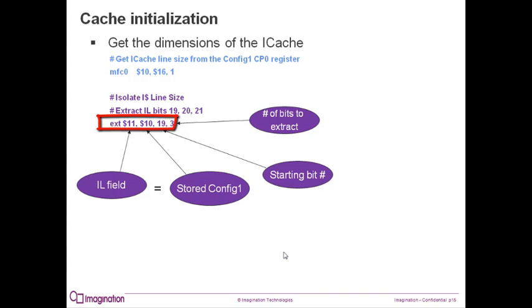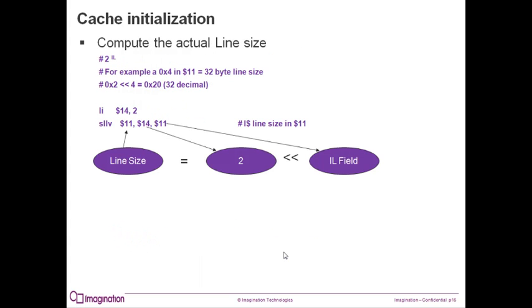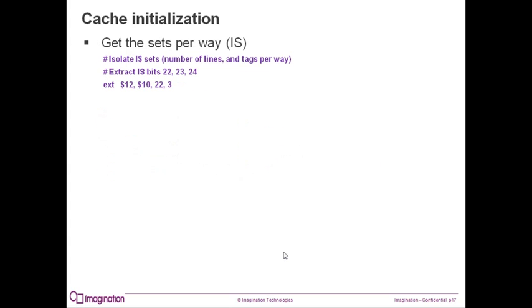The extract instruction is used to extract the instruction cache line size. It uses the config1 register value that was saved in general purpose register 10 starting at bit 19 and extracts 3 bits to the least significant bits of register 11. It is then tested to see if it is 0. If it is, it means there is no instruction cache, so it will branch ahead and not initialize it. Now the code decodes the line size to get the actual number of bytes in a line. It does this by shifting 2 to the left by the encoded line size value.